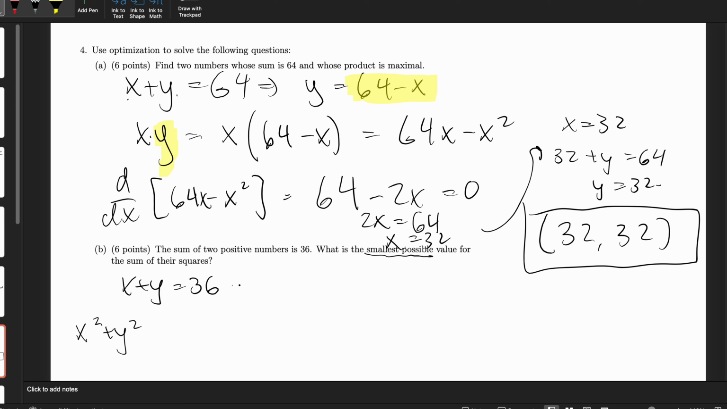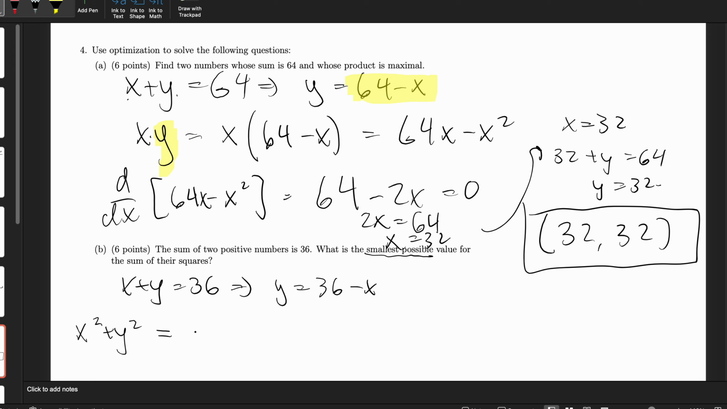Well, okay, same trick as before. I want to minimize this, so I have to take its derivative, right? But I can't take the derivative currently. Or I could use implicit differentiation, but that's a big headache. There's a simpler way to do it. You could just say, okay, x plus y equals 36. That tells me y equals 36 minus x. You could solve for either x or y. It doesn't matter. In this case, I think it's clearer to work with x.